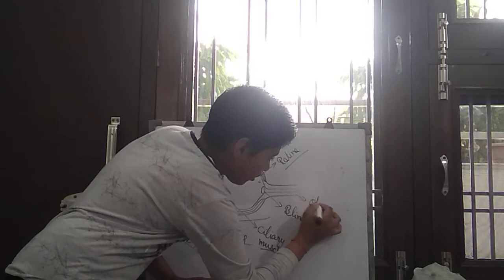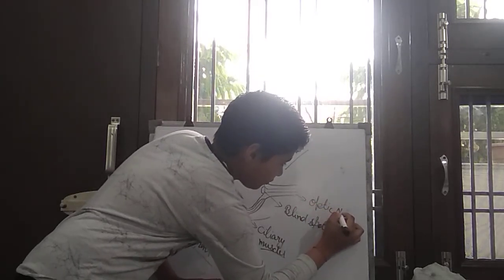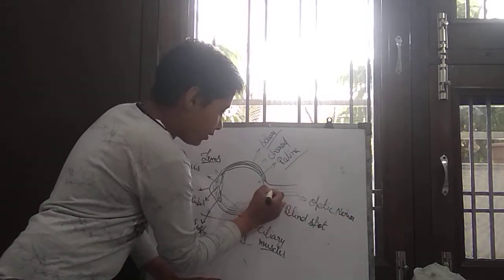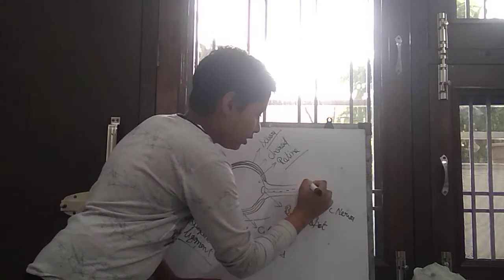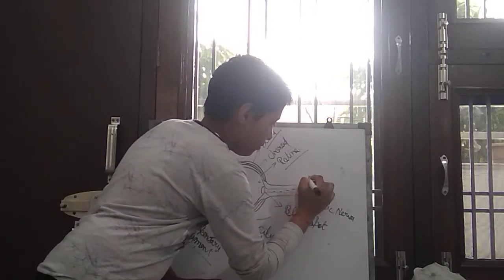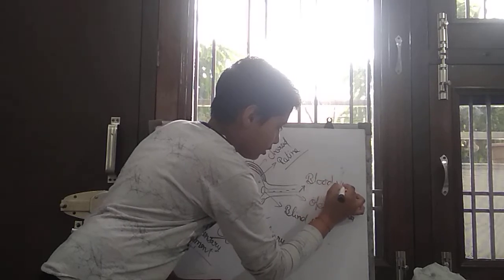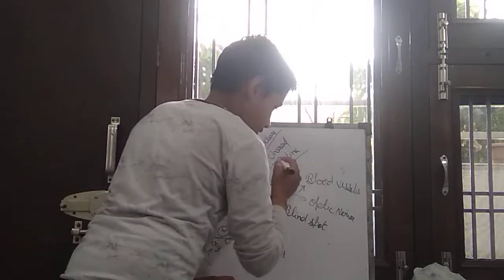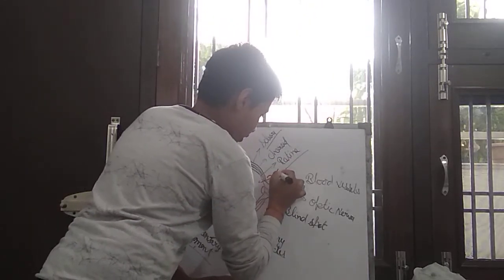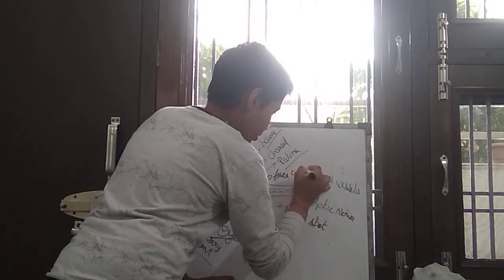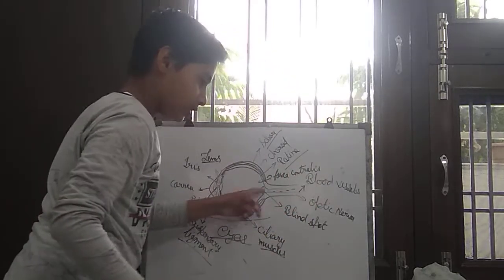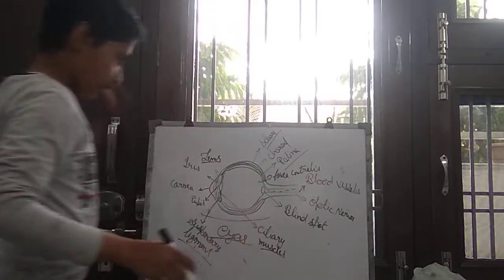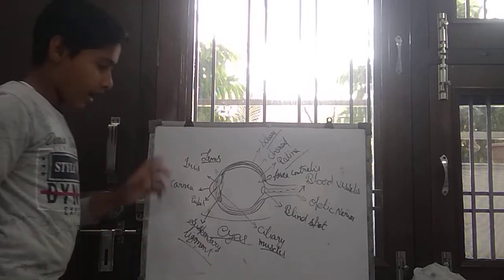Friends, this is the optic nerve. And friends, these are the blood vessels. And friends, this is the fovea centralis. This is the fovea centralis.